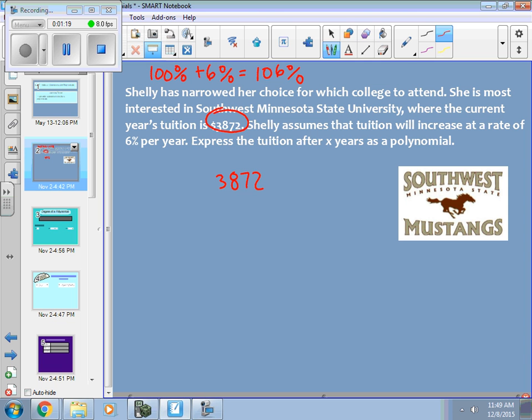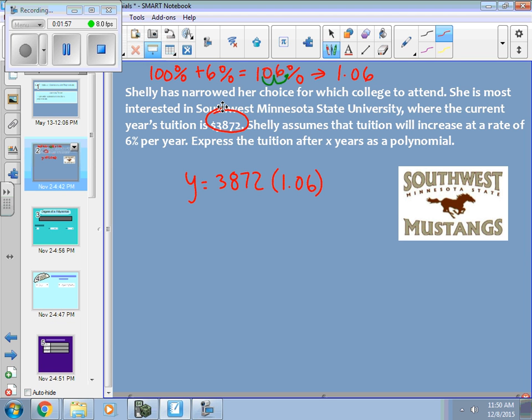So when we enter this into our equation, anytime you've got a percentage, we're going to need to change it to a decimal. So 106% as a decimal would be, we've got to move the decimal point over 2 times. It's right here, 1, 2. That means this is going to be 1.06. So if we wanted to find out what the next year's tuition was, we would take 3,872 and multiply it by 1.06, and whatever that amount is, that's the tuition for the next year. If we were going to do it another year, we'd again multiply by 1.06.